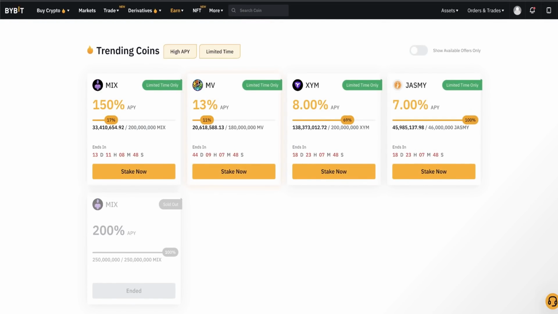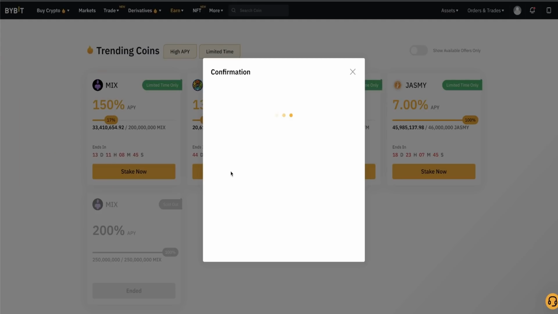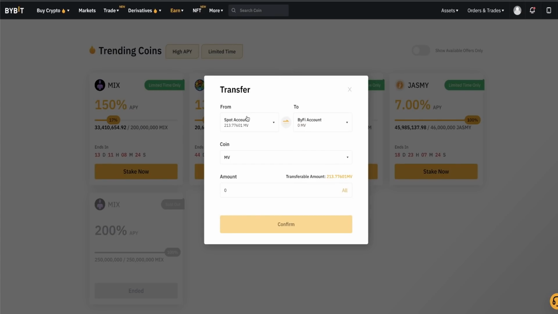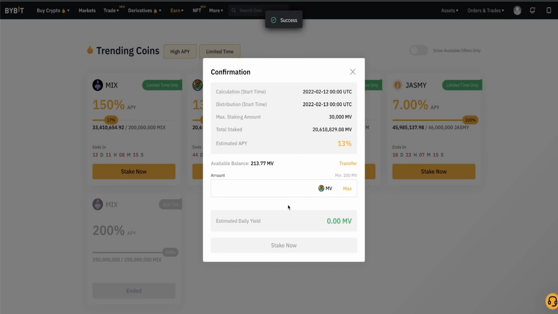But let's go ahead and stake some MV tokens since we did buy some of these. So go ahead and click on stake now. And you see I have 0 MV balance currently because I don't have it in my BuyFi account. So remember, there's a spot account for trading the spot markets. There's a derivatives account for trading the derivatives market. And there's the BuyFi account for earning on your coins. So we need to transfer that over from my spot account to my BuyFi account. We'll just send all of these over. That's fine. Click on confirm, and they'll come through straight away into my account here.